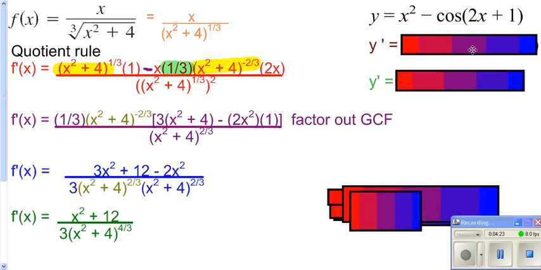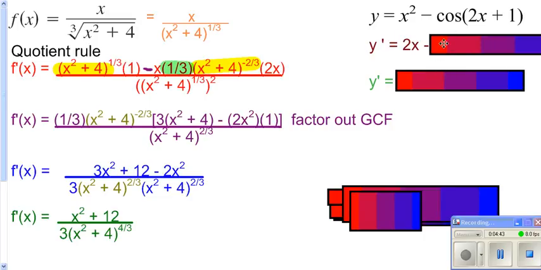Looking at this one here, we don't have to use a product rule or a quotient rule here because we're not multiplying things together. We're not dividing things. We're just subtracting. So that means you just do the derivative of the first minus what you get when you do the derivative of the second.